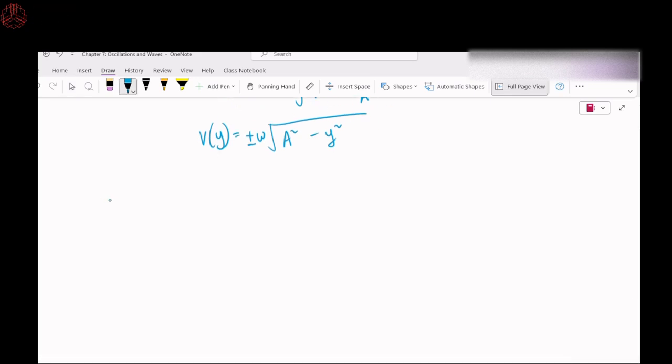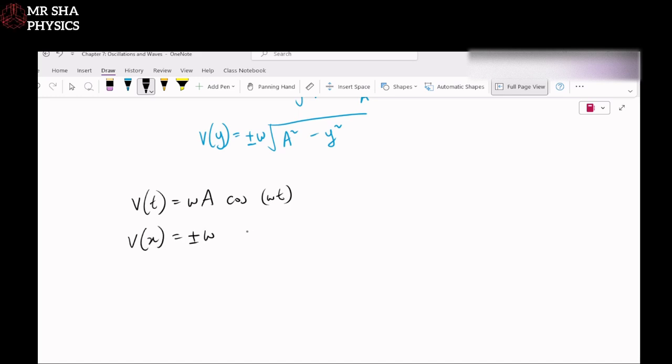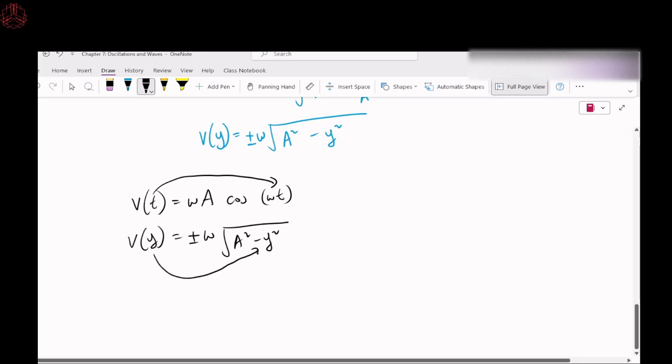We need to write the summary here. For velocities, we have two equations, right? We have v as a function of time, which is omega A cos omega t, and then we have v as a function of displacement, which equals plus or minus omega times the square root of A squared minus y squared. If I have t, I need to look for t. If I have y, which is displacement, I need to look for y. Okay?